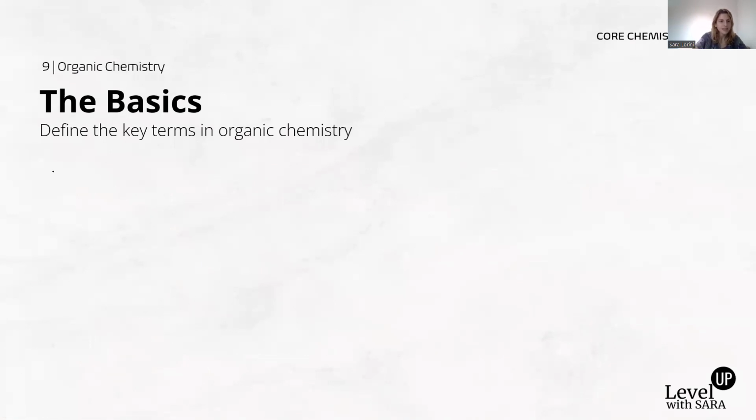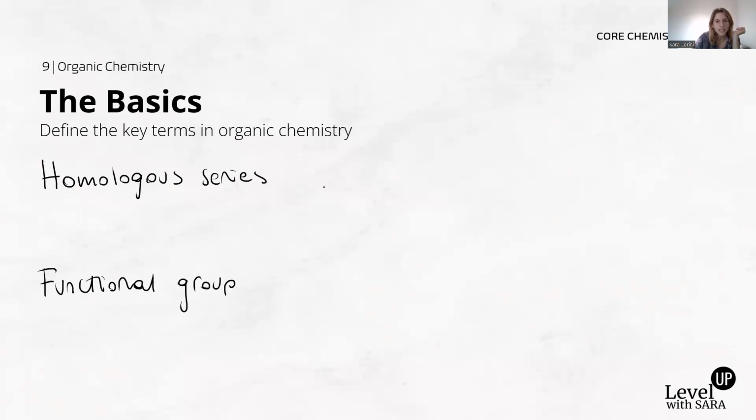This type of molecules is classified in what is called a homologous series. There are 2 definitions here I want you to understand, so that we can expand a bit the understanding of organic molecules: homologous series and functional group. So a homologous series is a series of compounds with the same functional group but a different number of carbon atoms.